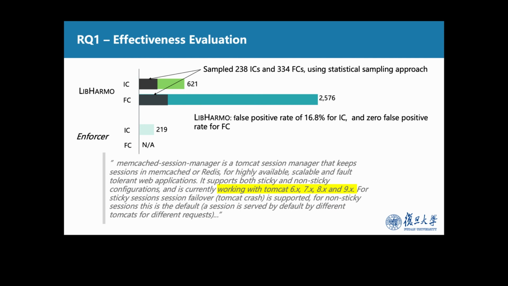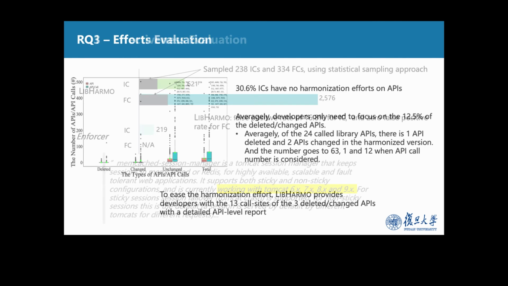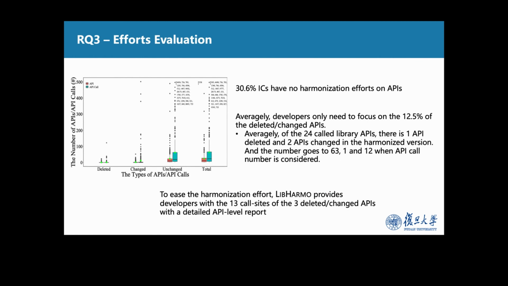LibHarmo achieves a false positive rate of 16.8% for inconsistencies and a 0 false positive rate for false consistencies. As for efforts evaluation, 30.6% of inconsistencies have no harmonization effort APIs, which means that harmonization could be fairly effortless. On average, of the 24 called library APIs, there is 1 API deleted and 2 APIs changed in the harmonized version, and the numbers go to 63, 1, and 12 when API call numbers are considered.